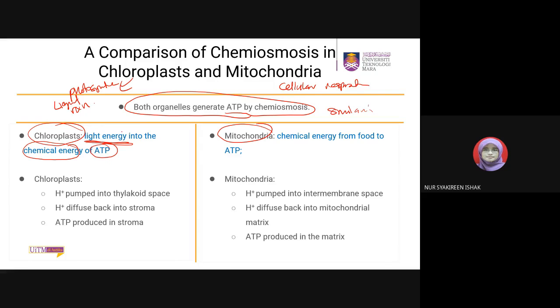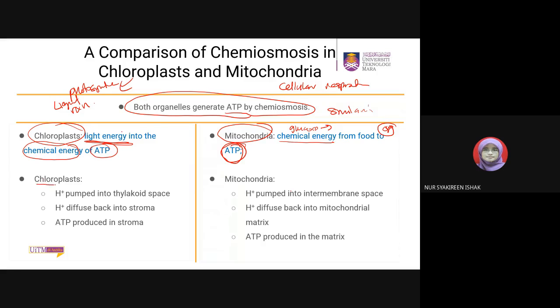But for mitochondria, it is from chemical energy. Cellular respiration requires apa? Glucose kan? Glucose from food. So glucose will be broken down. Ingat lagi proses glycolysis and then link reaction and then Krebs cycle, baru masuk oxidative phosphorylation, baru dia akan menghasilkan ATP. Okay, ingat balik proses cellular respiration. So daripada glucose sampai oxidative phosphorylation baru akan menghasilkan ATP melalui proses chemiosmosis.